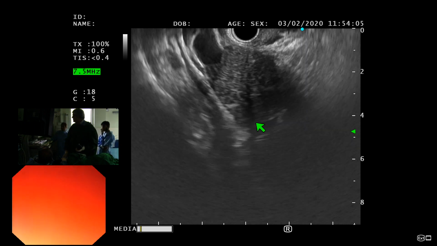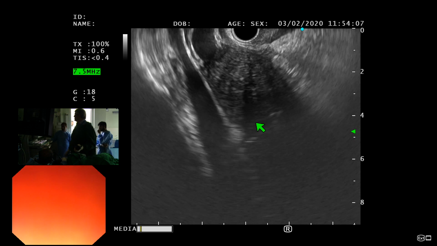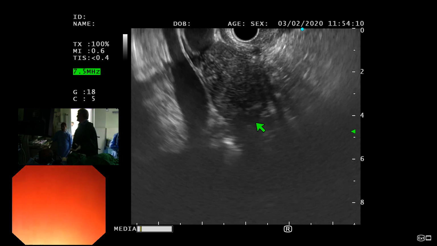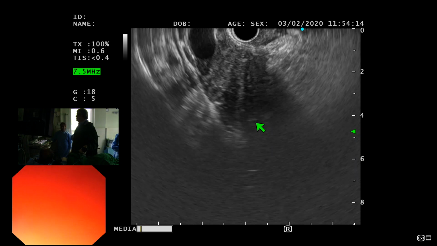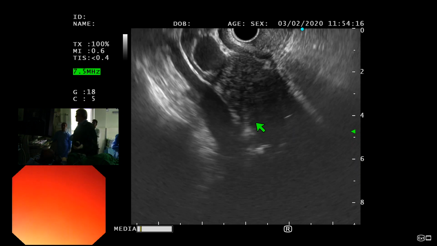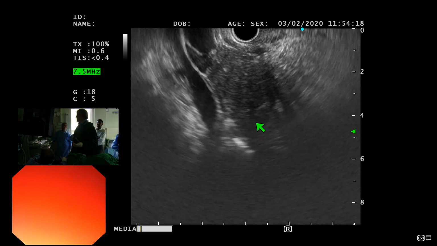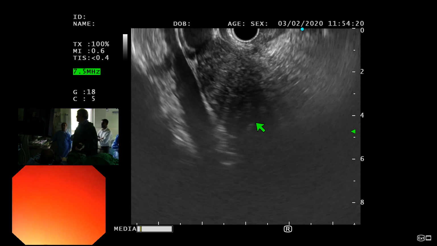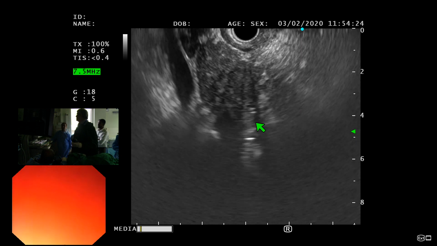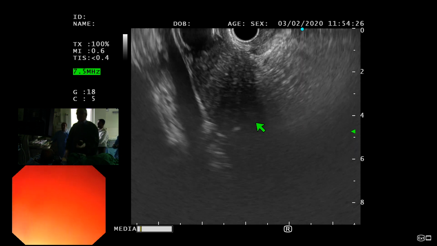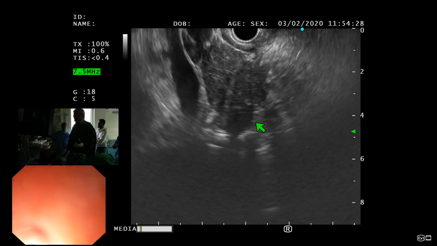And she had jaundice, ductal dilatation, stent in position. She's otherwise healthy. What I was thinking was, although the entire pancreas is not enlarged, could this be autoimmune? Yeah, that's another possibility. But CA 19-9 is normal.